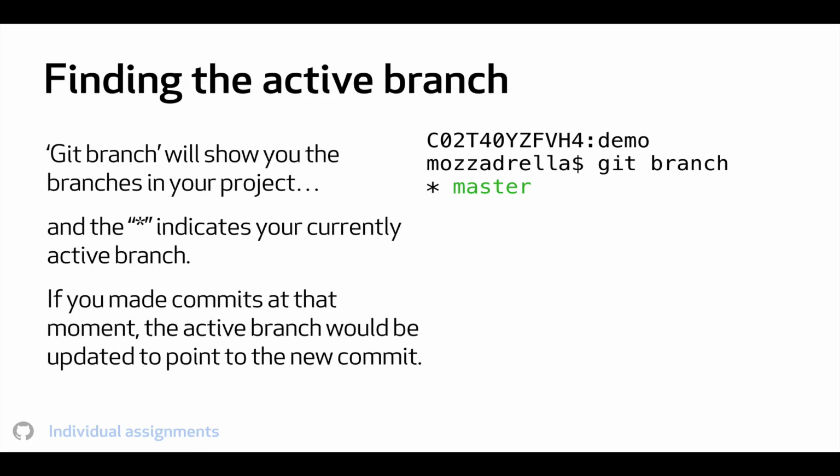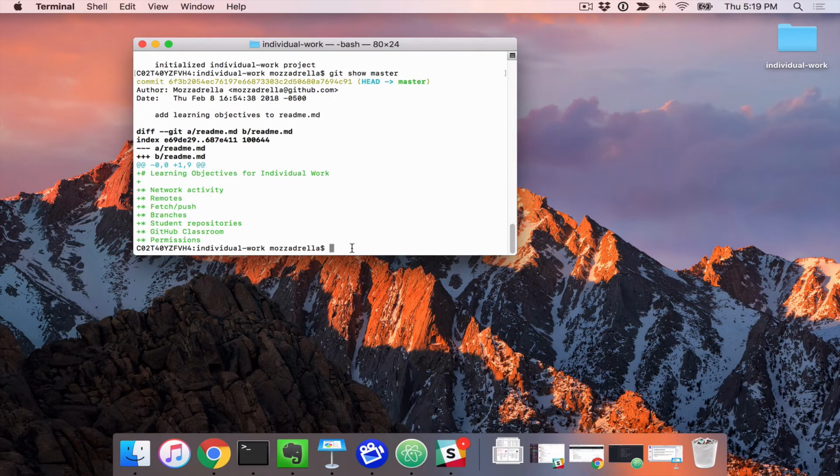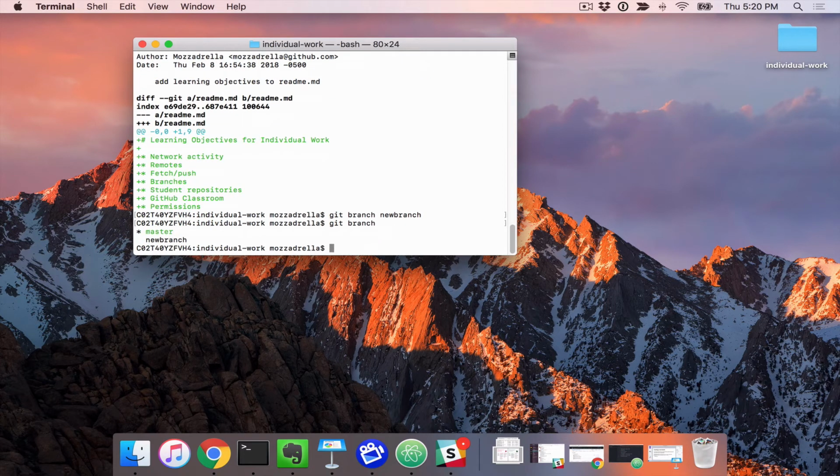So when you run the command git branch, it shows you a list of the branches in your project. And you'll notice that one branch is green and has a star on it. If you made commits at that moment, the active branch would be updated to point to the new commit from that point. So to create a new branch, you actually use the command git branch and give it a name. And when I do that, you can show that I have two branches. I'm on master, that's the one that's active, that's the one that has the asterisk.